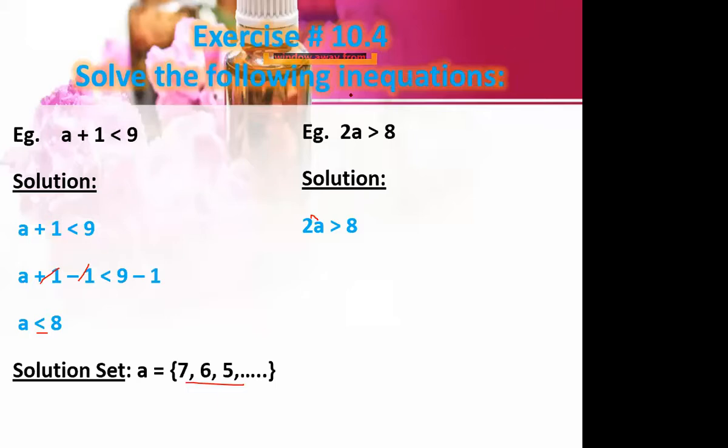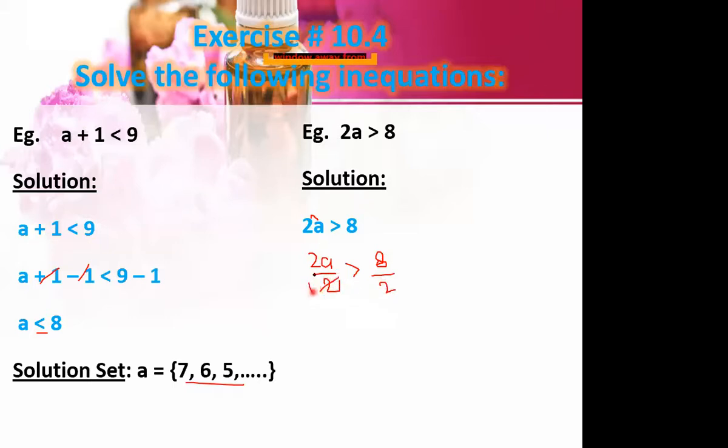If you have plus, the opposite of plus will be minus, and multiply will be divide. So here 2 is multiplying with a, so what you will do is divide it. How will you divide it? You will write 2a upon 2 greater than 8 upon 2. Okay, now you will cancel it.